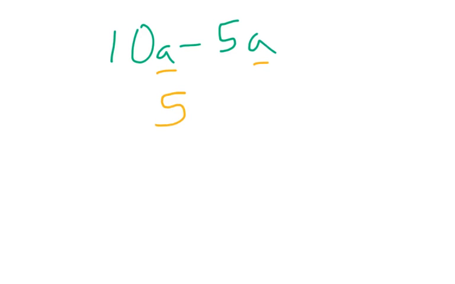So let's look at a couple examples. So if we have 10A minus 5A, they both have A in them. So these are like terms. And so you just look at the coefficient, which is the number in front. And so 10 minus 5 gives you 5. And then because you have the letter A, we just put an A there and we get our answer. 10A minus 5A is an answer of 5A.